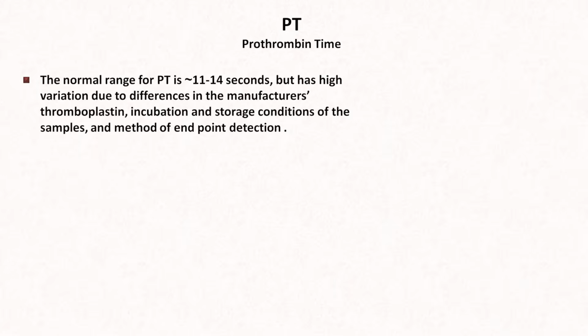The normal range for the PT is about 11 to 14 seconds, but this has high variation due primarily to differences in the manufacturer's thromboplastin, but also due to differences in incubation time, differences in the storage conditions of the samples, and differences in the method of endpoint detection.